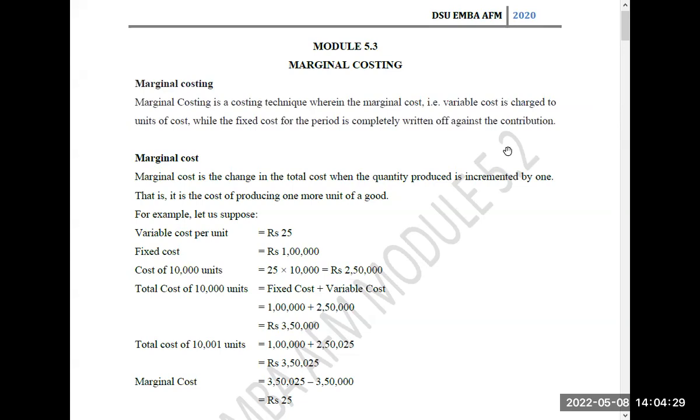There are some technical words. One is marginal cost, otherwise it can be called variable cost. Please understand, variable cost, marginal cost, incremental cost: these three are referring to the same concept. I'll explain what it is. This is a technique using variable cost, where we find out the relationship between the variable cost, sales and profit. And besides variable cost, there is another cost called fixed cost.